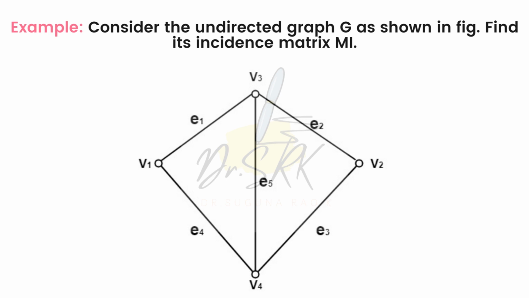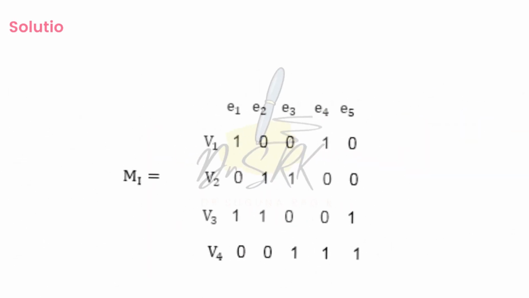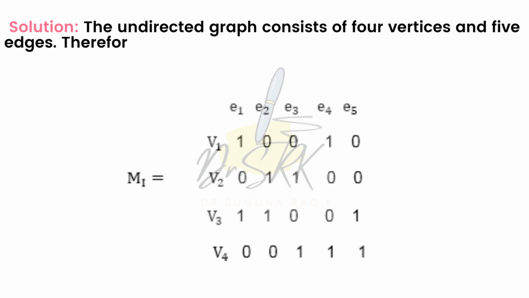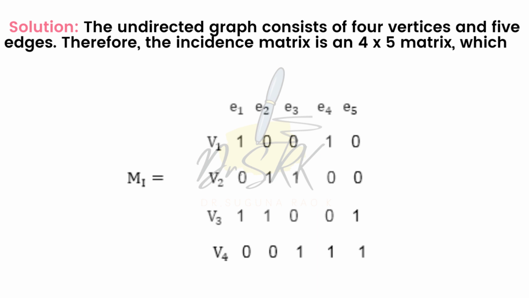How many vertices are there? V1, V2, V3, V4, that means a total of 4 vertices. How many edges are there? E1, E2, E3, E4, E5. There are a total of 5 edges. That's why this is 4 rows with 5 columns. The undirected graph consists of 4 vertices and 5 edges. Therefore, the incidence matrix is a 4 by 5 matrix, which is shown in the figure.